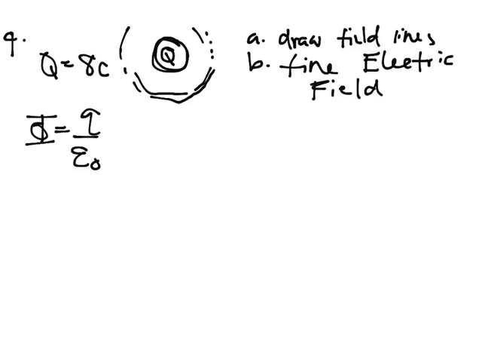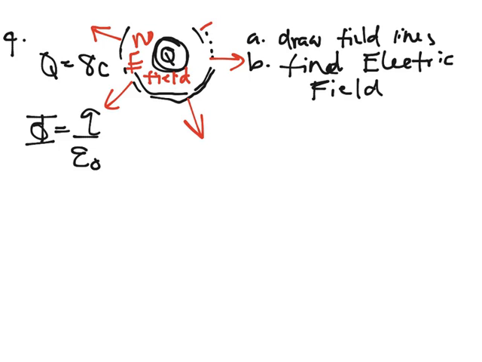First things first, do part A. It says draw the field lines. Remember, there is no electric field inside your conductor. So your electric field would start outside. It is a positive charge, so you would have positive lines going outward. Alright, and then you want to actually find the electric field.